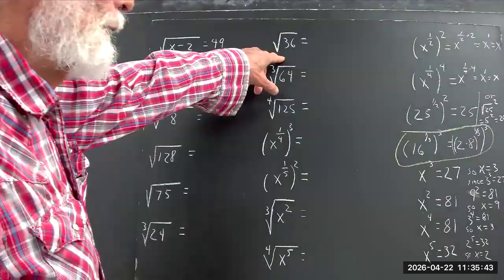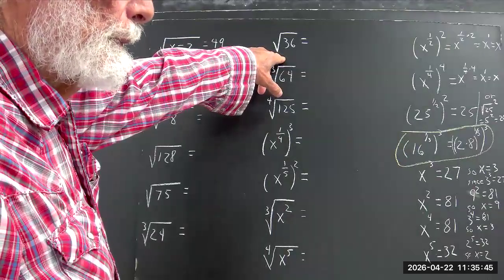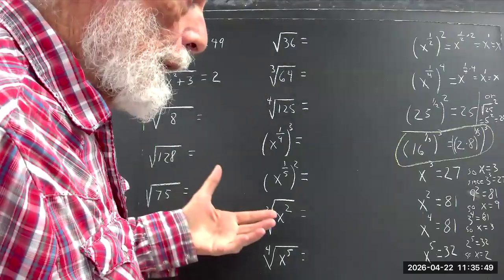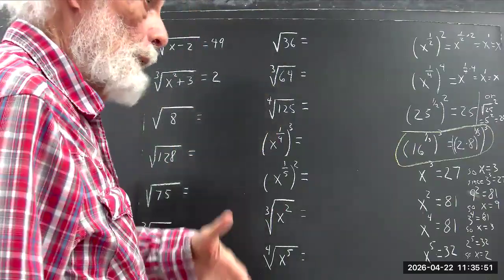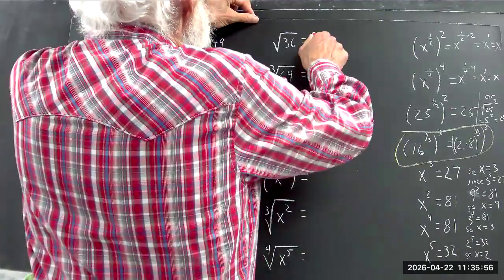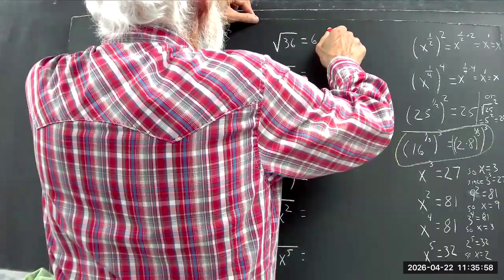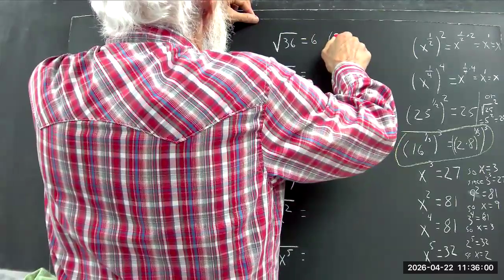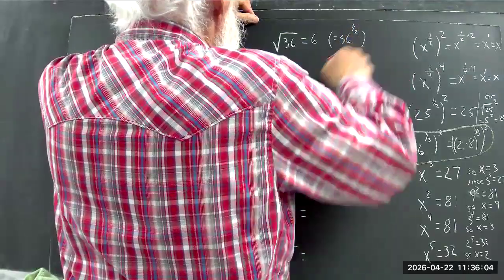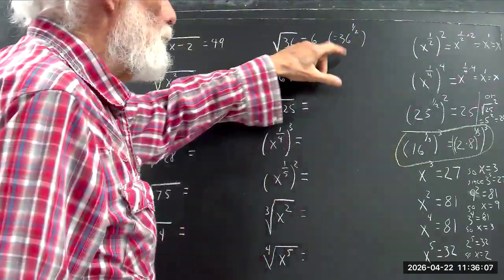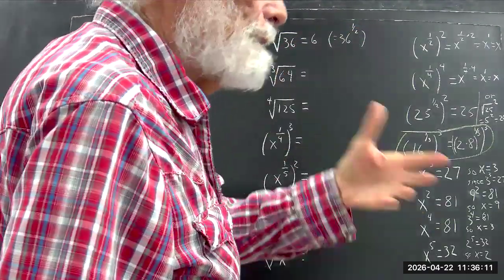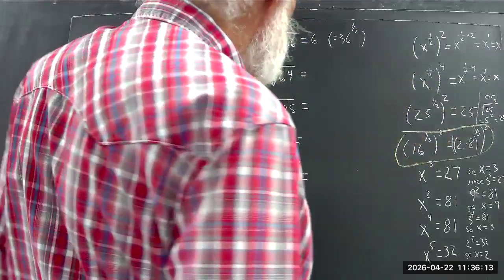Now, what's the square root of 36? Figure that out. What number do you multiply by itself to get 36? You get 6. And of course, that's the same as 36 to the 1/2. If you raise 36 to the 1/2 to the 2nd power, you get 6 to the 2nd power, which is 36.